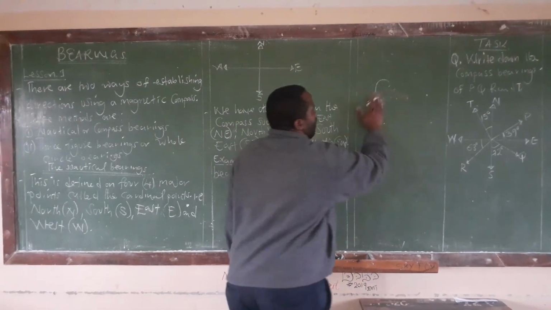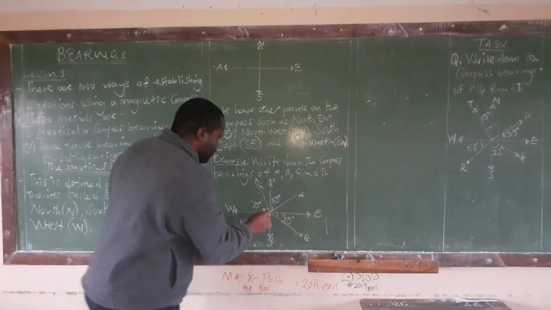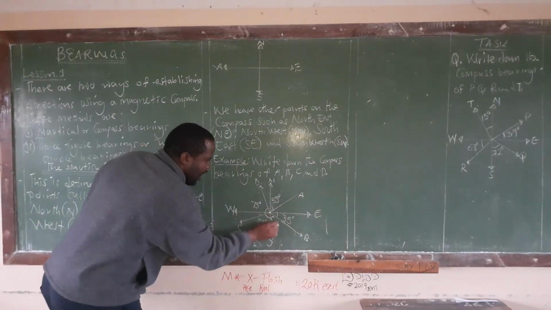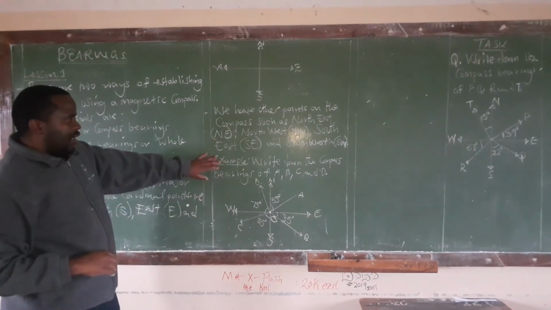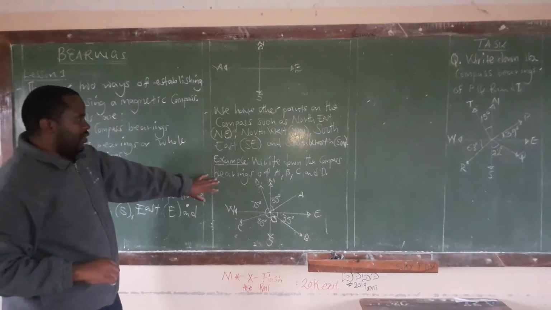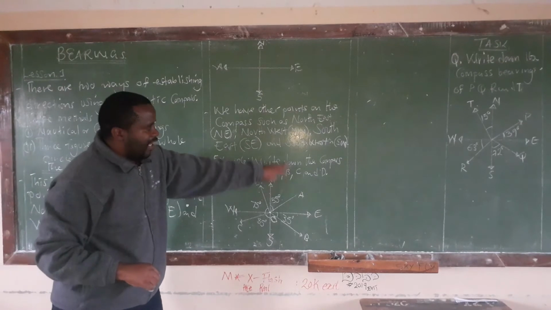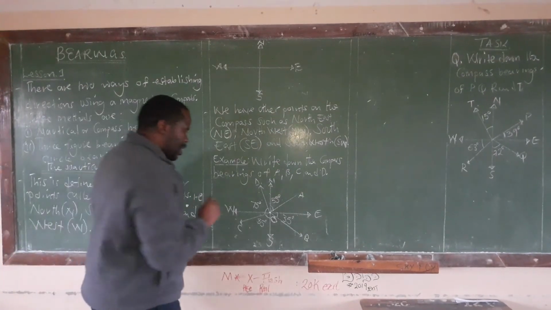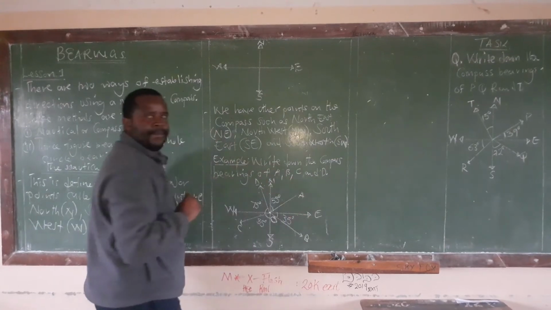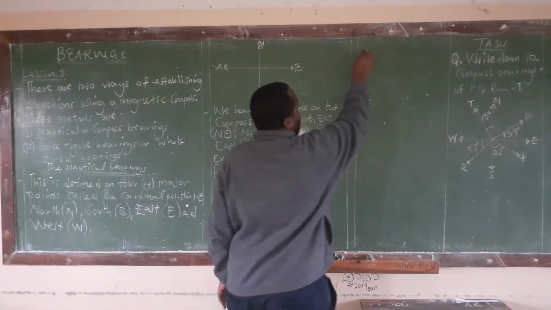Alright? Okay, now let's look at an example. Of course, there is a zero somewhere, or O. Write down the compass bearings of points A, B, C, and D. Okay, so what I'll do is I'll go to point A. So I'll say number 1.